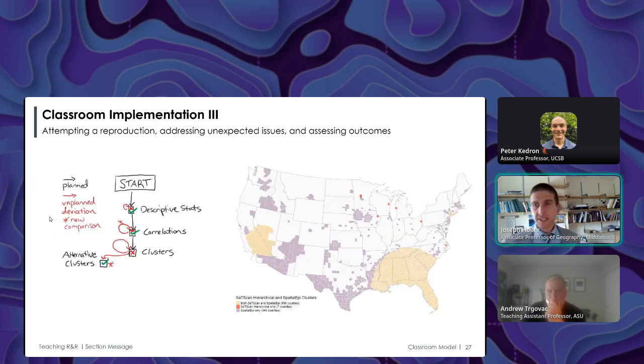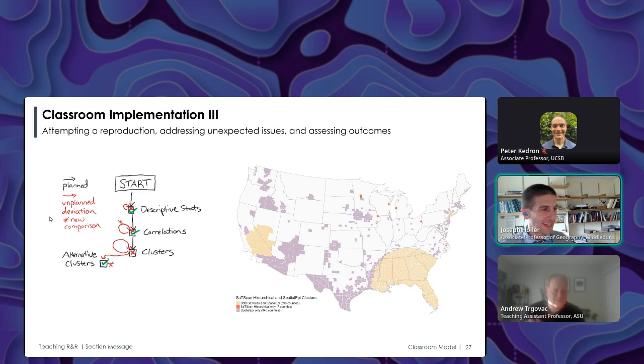And so just some examples from Jay Chakraborty's study. If we think of an ideal workflow going from start to end, we generate our descriptive statistics, we calculate our correlations, we find those spatial clusters, and then we do our generalized estimating equations in a straight line. That rarely ever happens.